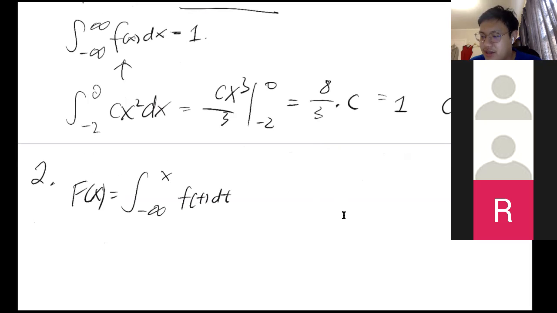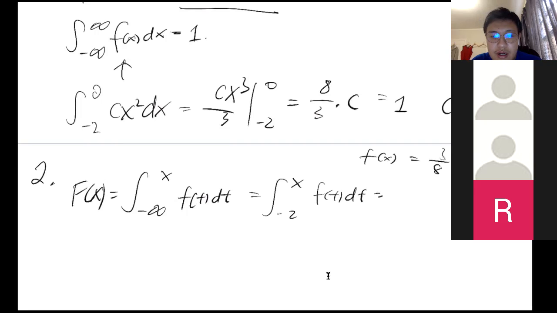So CDF is defined to be F(x), the integration from negative infinity to x of f(t) dt. In this case, we don't care about the values from negative infinity to -2, because they are 0. f is only non-zero from -2 to 0. So this integral is the same as from -2 to x of f(t) dt. And what is f here? f is c x squared. But now we have calculated c already. So f is 3 over 8 x squared.